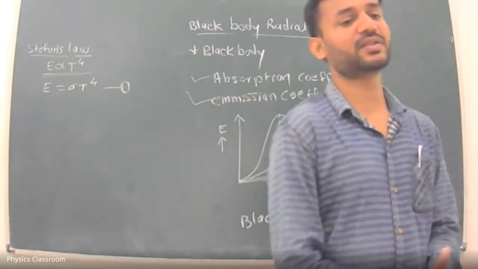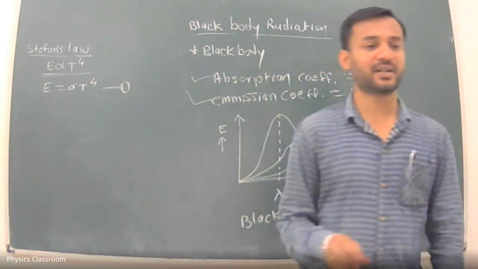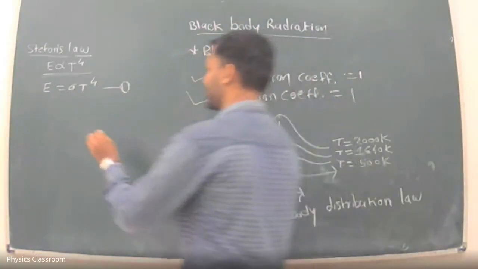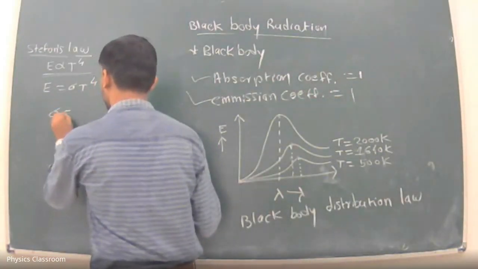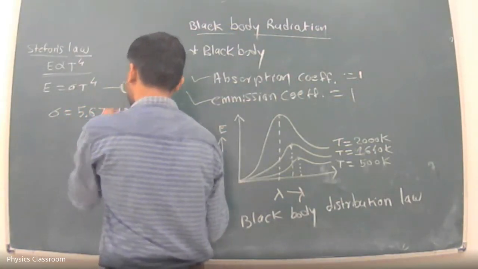Sigma is the Stephen constant, and it has the value 5.67 into 10 raised to minus 4 Weber per meter cube. Sigma is the Stephen constant, and it has the value 5.67.